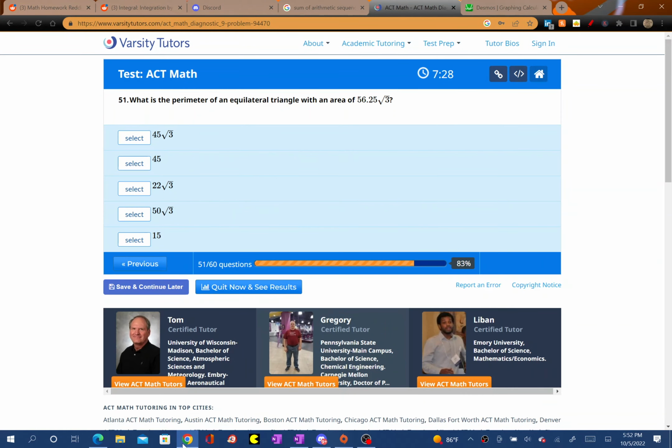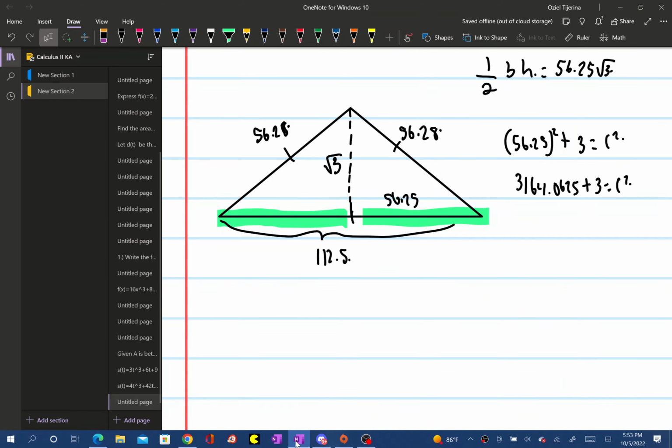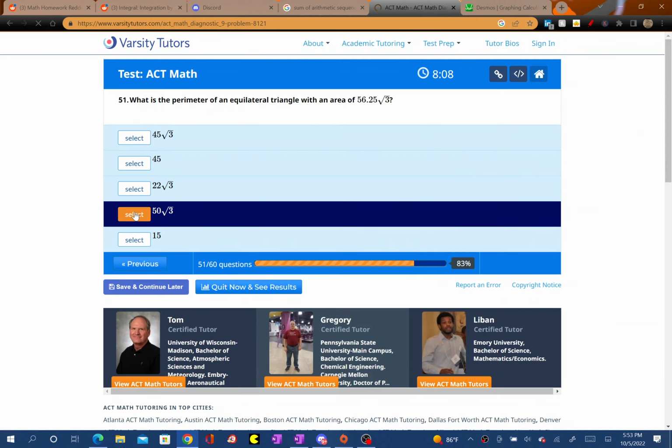225.06. I don't know what that would be in terms of, I'm probably gonna get it wrong. Hold on. What is the perimeter? Yeah, I don't know. Honestly, the equilateral triangle, unless, yeah, no, I don't know this one. I can't do this one.